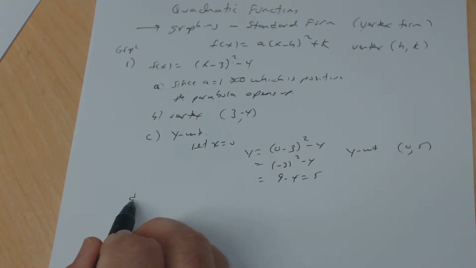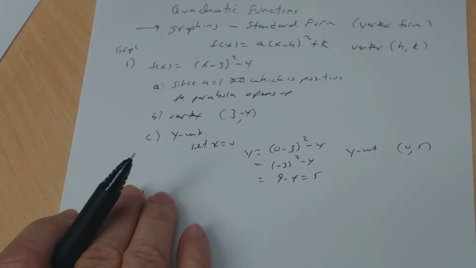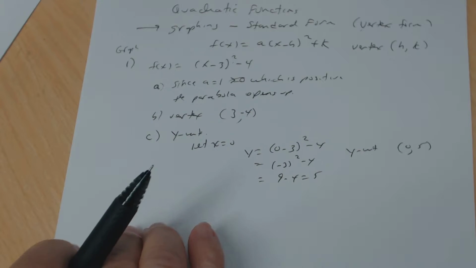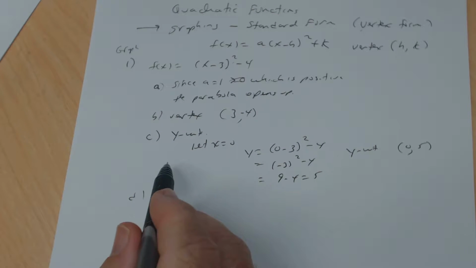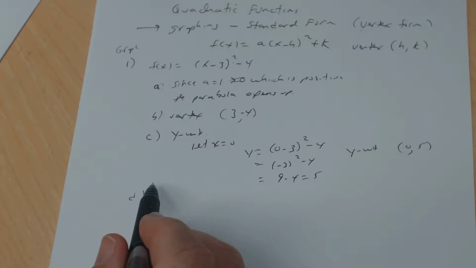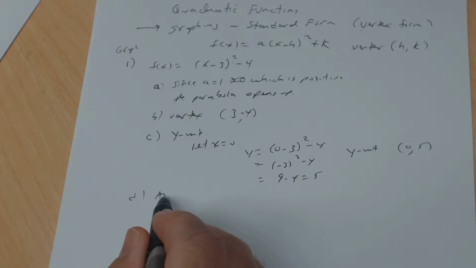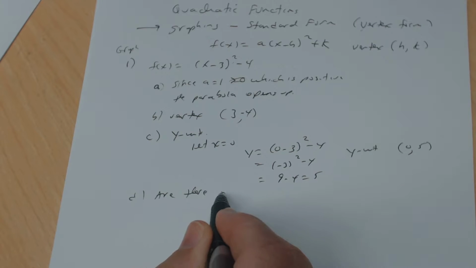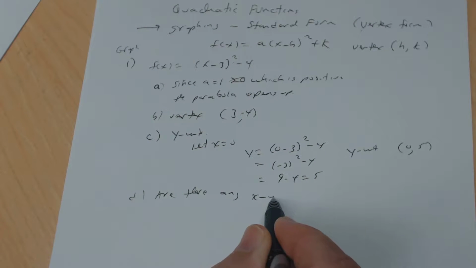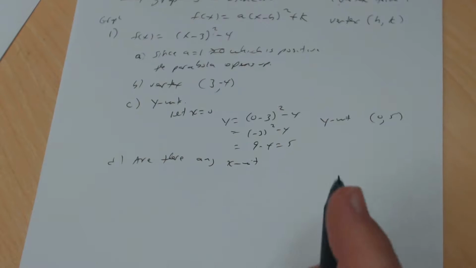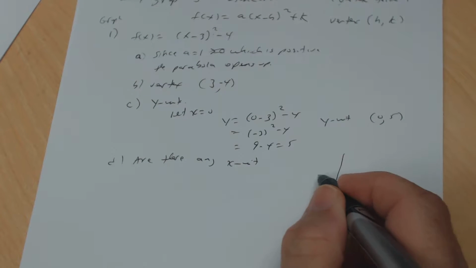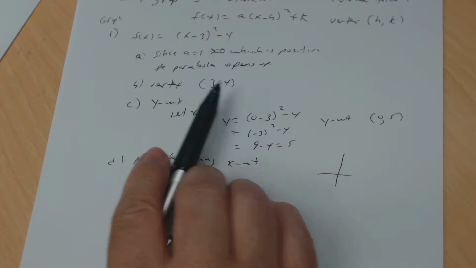Okay, the x-intercept. Before you even do anything, before you even set the function equal to 0 to find the x-intercept, determine if there are any. So are there any x-intercepts? And it's easy to determine that. First of all, locate the vertex. So the vertex is (3, negative 4).